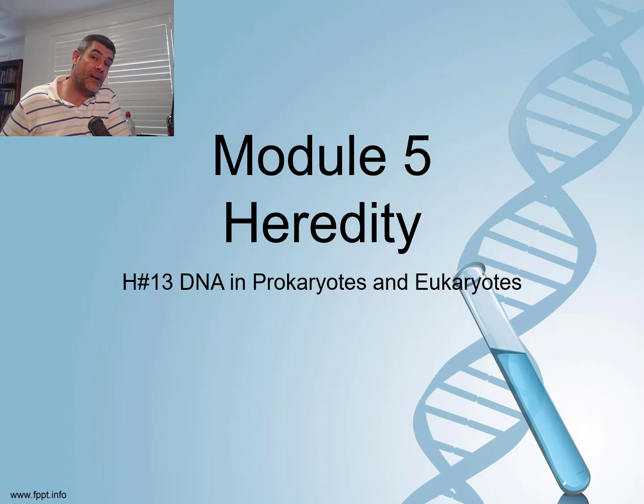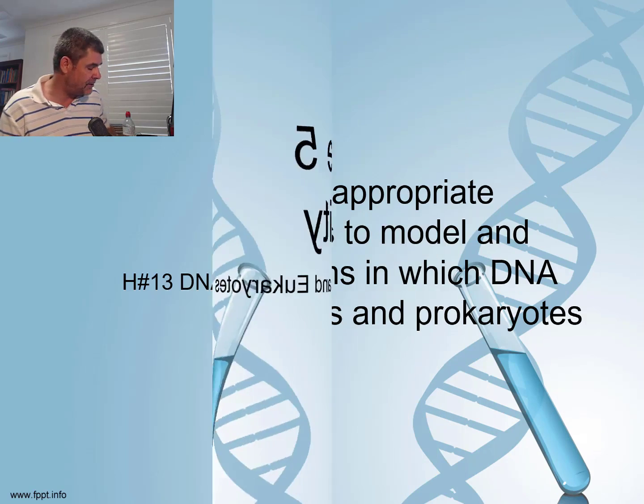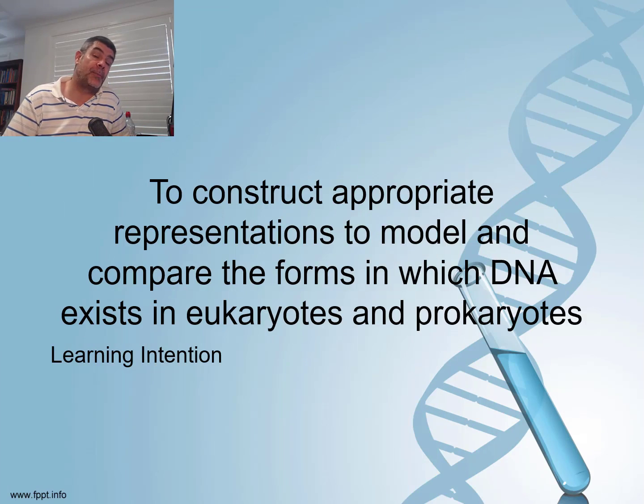This is number 13. Video 13, and we're going to be looking at contrasting DNA in prokaryotes and eukaryotes. Now what we have to do here is construct appropriate representations to model and compare the forms in which DNA exists in eukaryotes and prokaryotes. And this is going to be very important for a lot of our future studies in biology as we start to understand how we've been able to manipulate genes in the genetic code in order for us to do a whole range of different things.